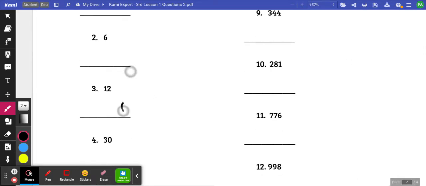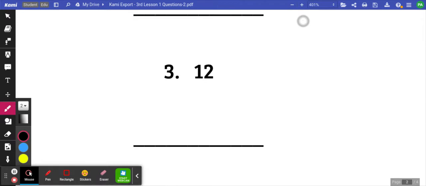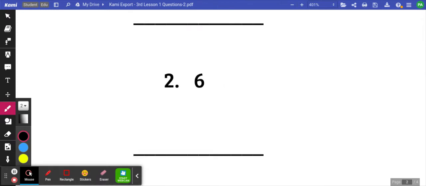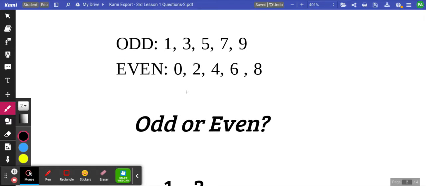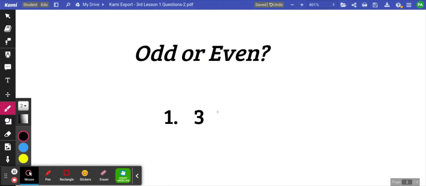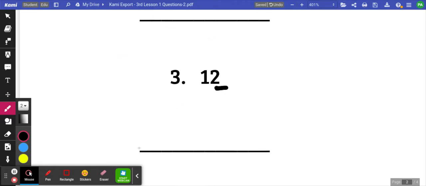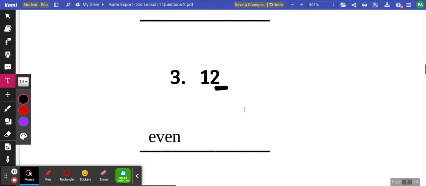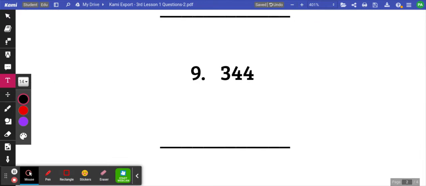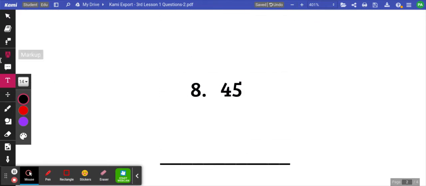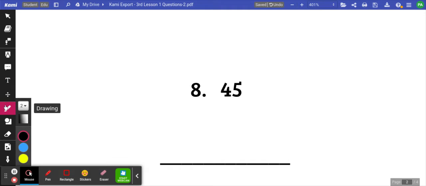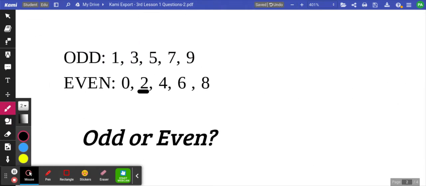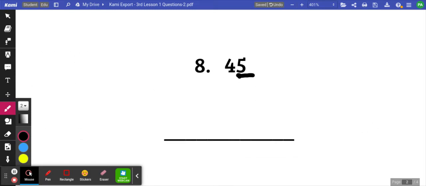So, for example, number 3. We see that 12 ends in a 2. And like I said above, when it ends in 2, it's even. So this number is even. Now let's go to number 8, for example. So we see that 45 ends in 5. And like I said once again, when a number ends in 5, it is odd. Therefore, this number is an odd number.